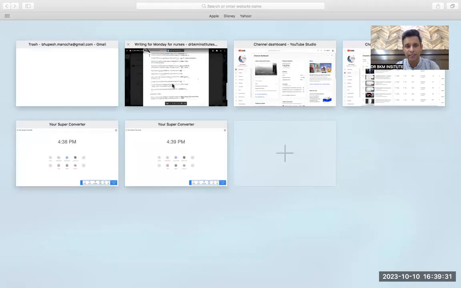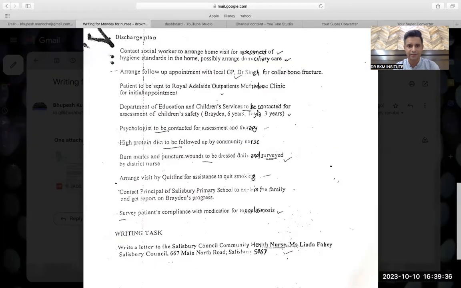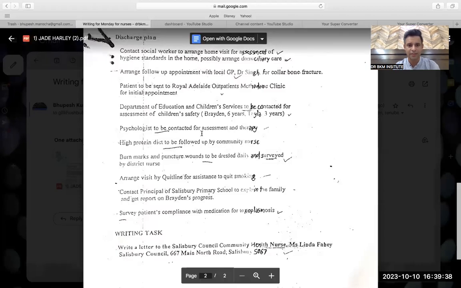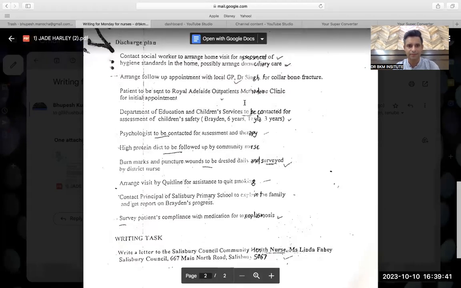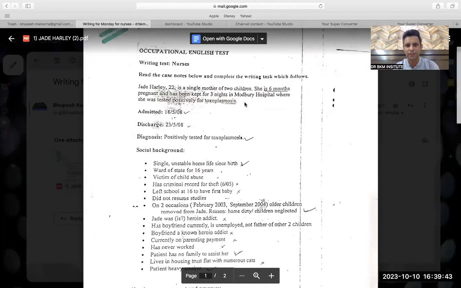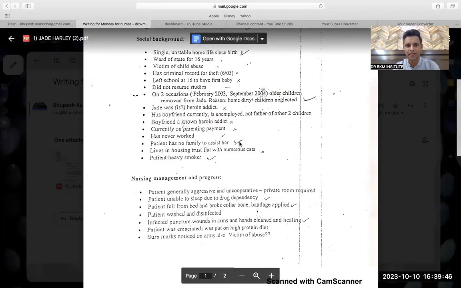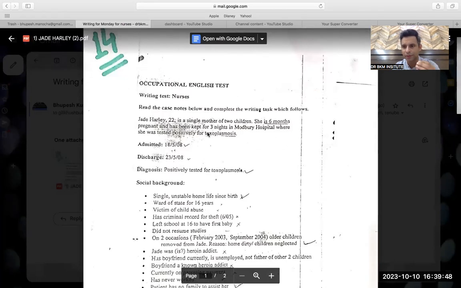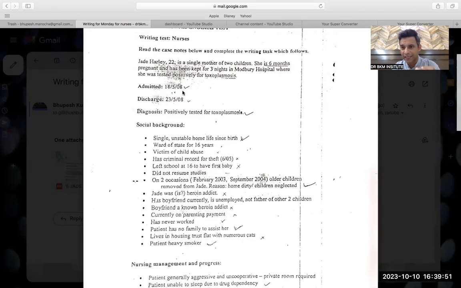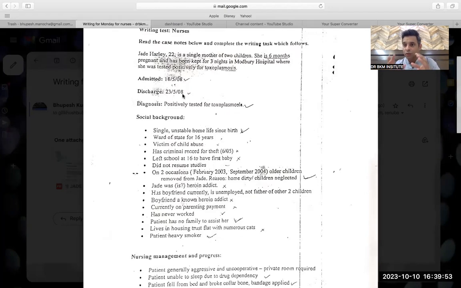So an OET letter is like this. You get almost 2 pages of the letter, and I want to show you the complete letter. It is divided into talking about the patient, when he was admitted, and when he was discharged. Most of the time when you are writing a letter to a community nurse, it means it is follow-up care. Community nurses are not in the hospital; they are in the community to provide the follow-up services.